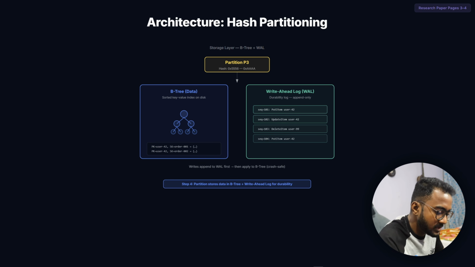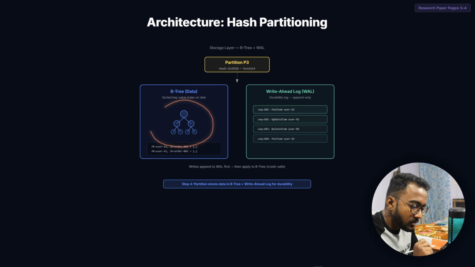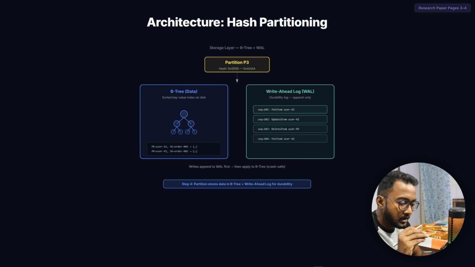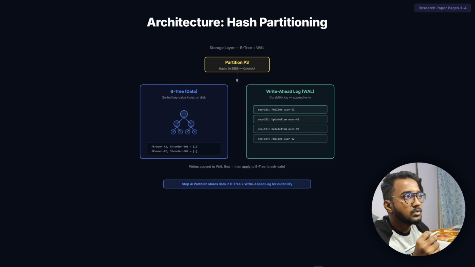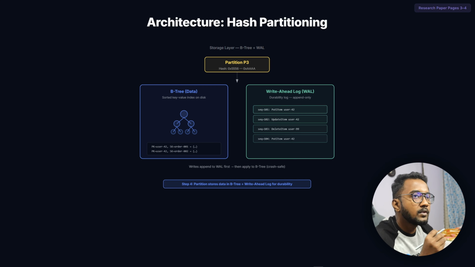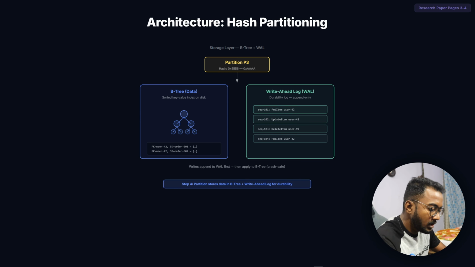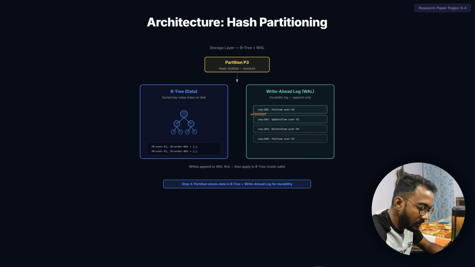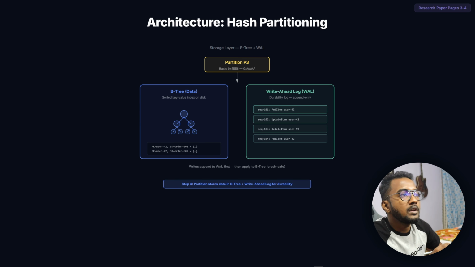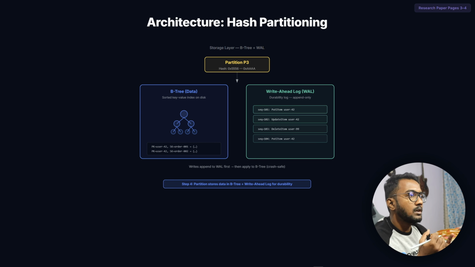Inside the partition, the data sits in a B tree. This is a sorted key-value index on the disk, right? So lookups by key are very fast. For durability, of course, we cannot always wait for the B tree. So on write, the partition manager writes to a write-ahead log that for this user 42, this operation needs to be done, and this write-ahead log is append only. Put, update, and delete records, everything is append only.